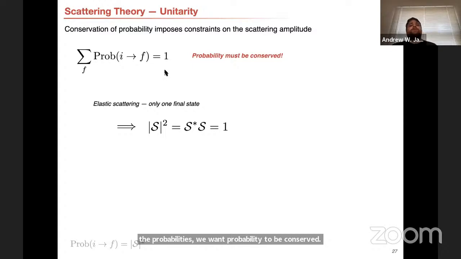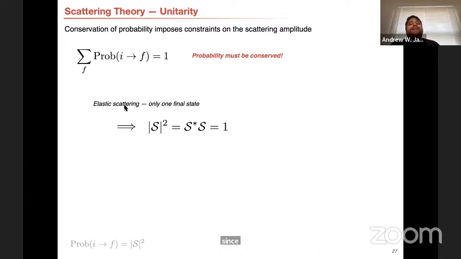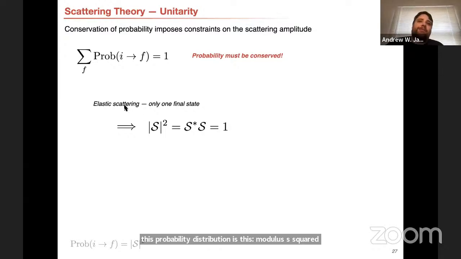So if you have some initial state go into some final state and you sum over all the possible final states, well, that total probability has to be 1. For elastic scattering, since this probability distribution is this modulus S squared, you only have one possible final state. So we have neutron proton going to neutron proton. There's nothing else. That means that this modulus squared, since there's only one final state, must be equal to 1. So this is a pretty tight constraint on this scattering probability amplitude.